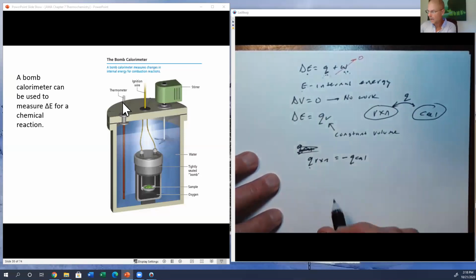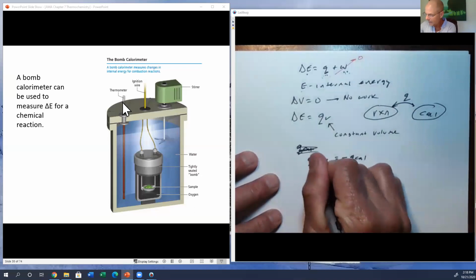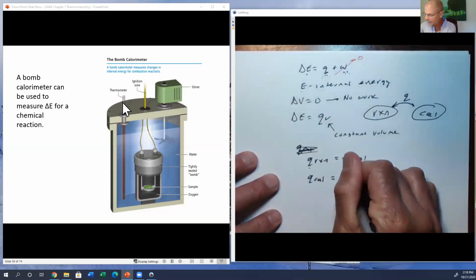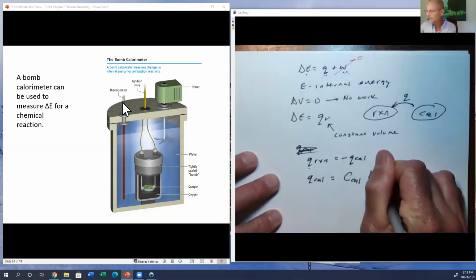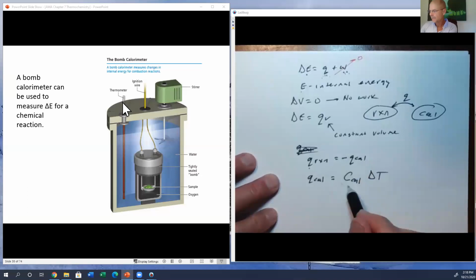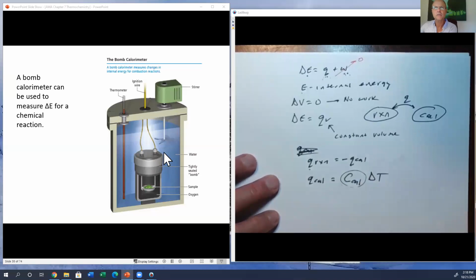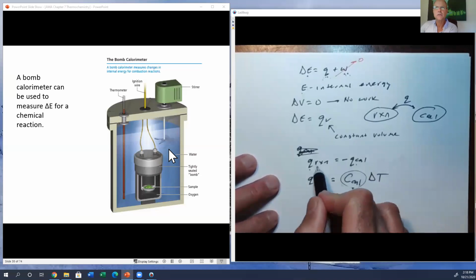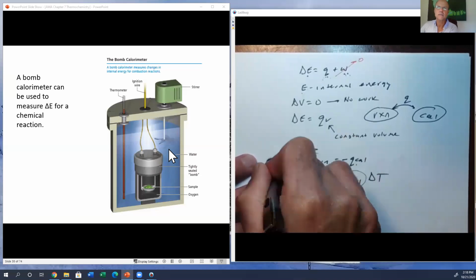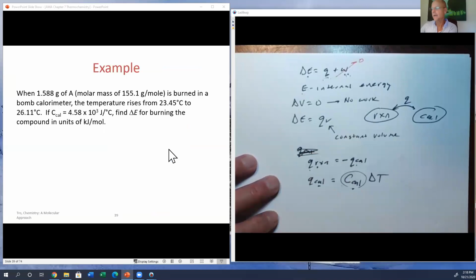So then Q calorimeter is just equal to the heat capacity of the calorimeter times delta T. This heat capacity is for this whole calorimeter assembly, and usually that has to be measured in a separate experiment. But once you have that, you can figure out Q calorimeter. Once you have Q calorimeter, you can figure out Q reaction. Once you have Q reaction, you can get delta E. All right, so let's do an example.